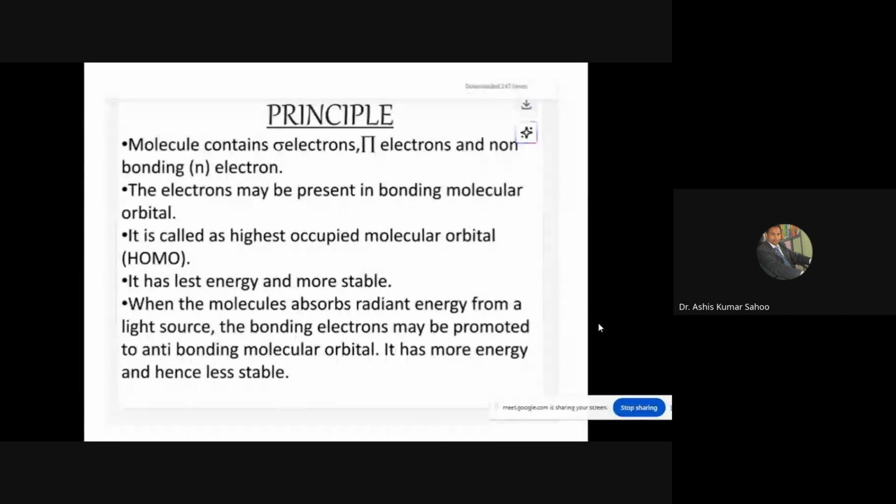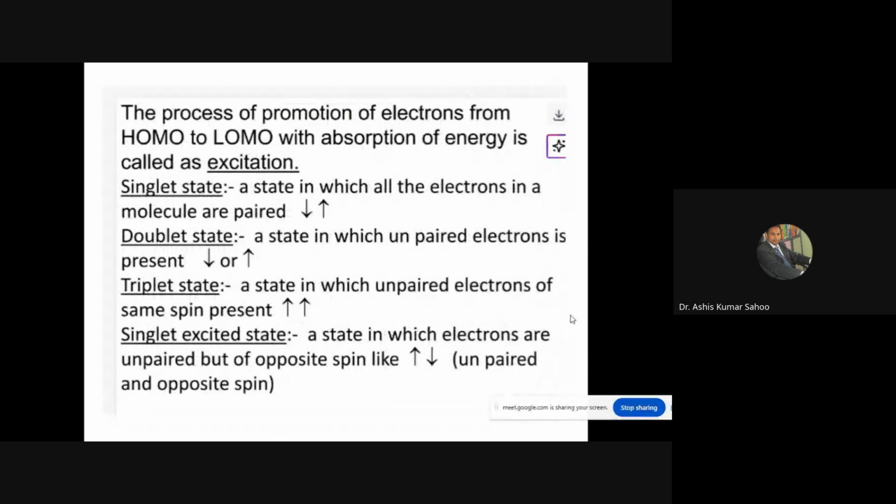So you can see the process of promotion of an electron from HOMO to LUMO. HOMO is the highest occupied molecular orbital. LUMO is the lowest unoccupied molecular orbital. Absorption of energy causes excitation from HOMO to LUMO.